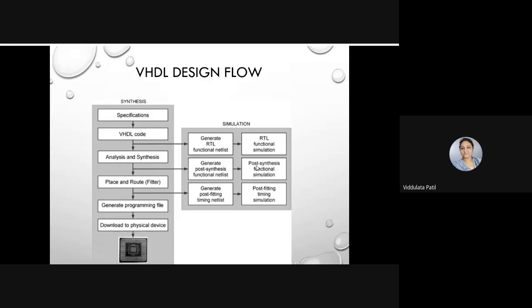Okay, so what we are doing here: in the first step, we use specifications to write a VHDL code, and after that we first generate an RTL netlist, and then we do a simulation. Then after that we are doing analysis and synthesis. The post synthesis functional netlist is generated, and then functional simulation is done. Once we do this simulation, after that we are placing and routing the components that are present in that code.